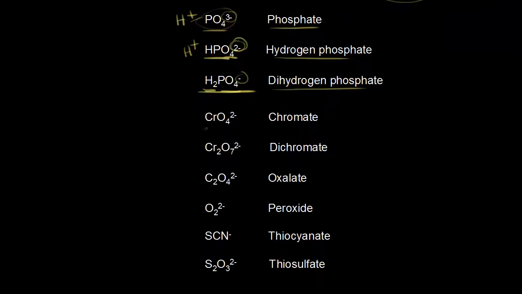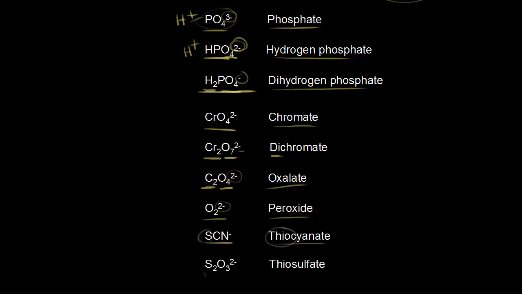So we have CrO4 2-, which is called chromate. And if we have two chromiums, so Cr2O7 2-, this is called dichromate. Next, C2O4 2- is called the oxalate ion. And O2 2- is called peroxide. And here we have SCN-, which we call thiocyanate. So thio-, think about sulfur if you see thio- there.